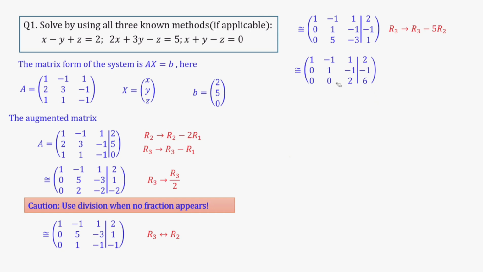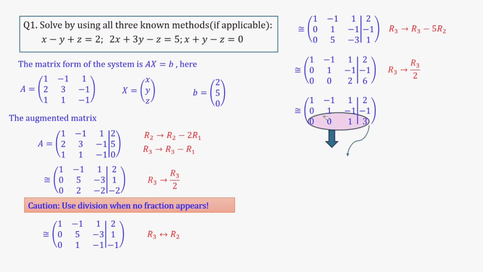upper triangular matrix. So you can now go directly to get the solution, or you can do another step, dividing by 2 and 6, so R3 over 2. So this will give you this form. Now from this we can get the solution. So this is the row reduced form, and then we will go back for the solution.